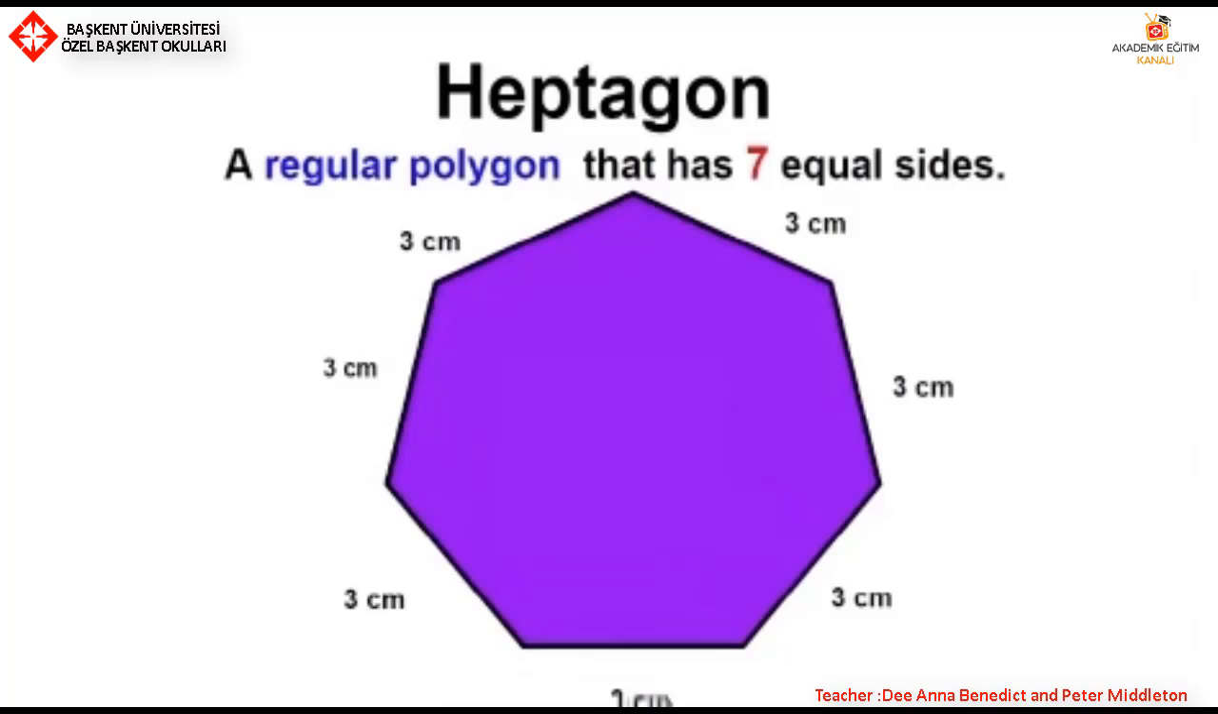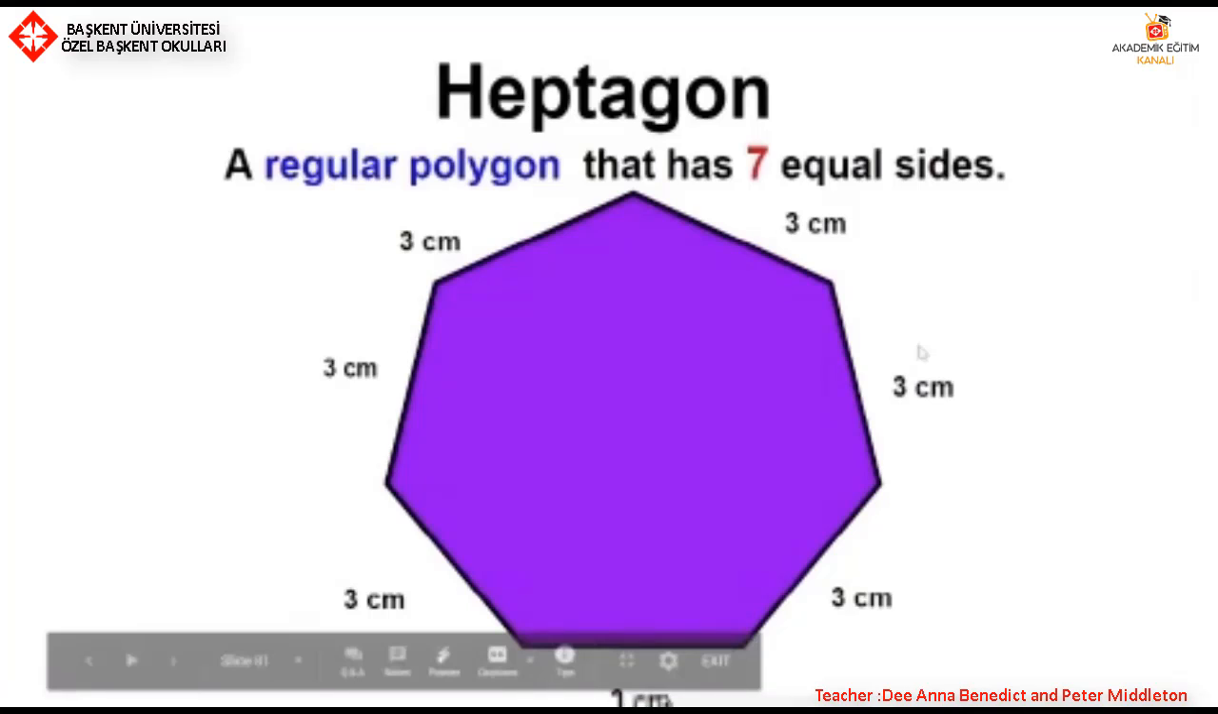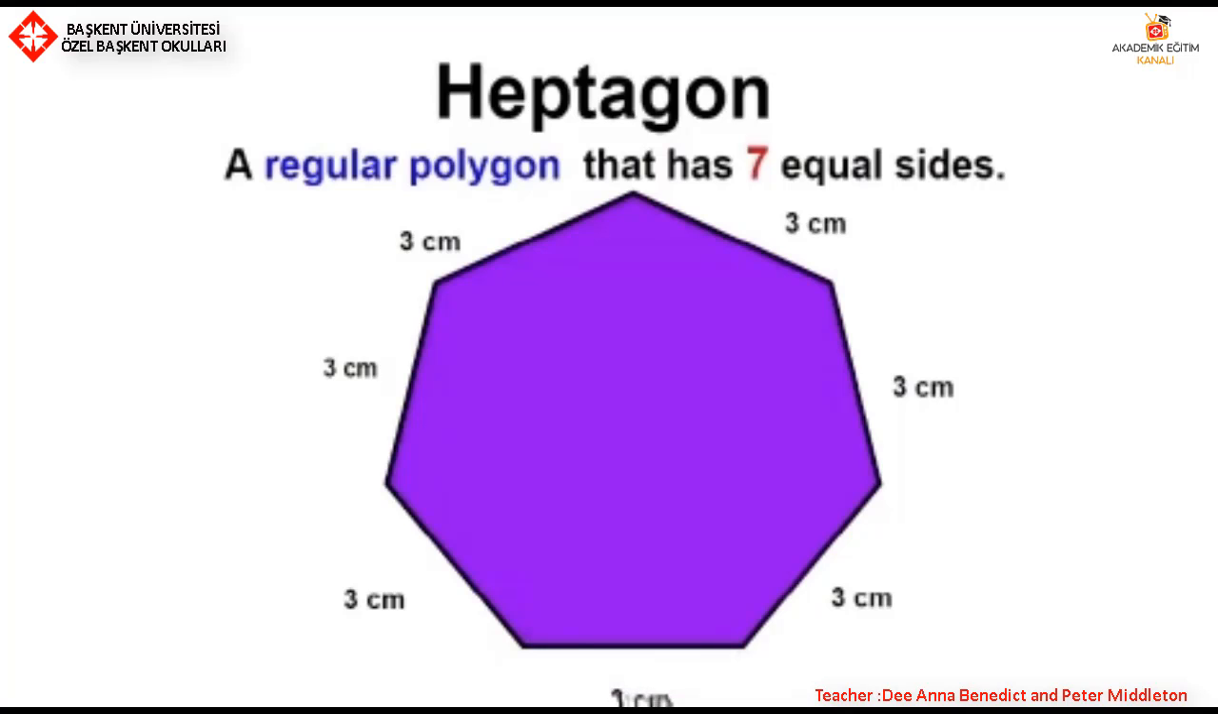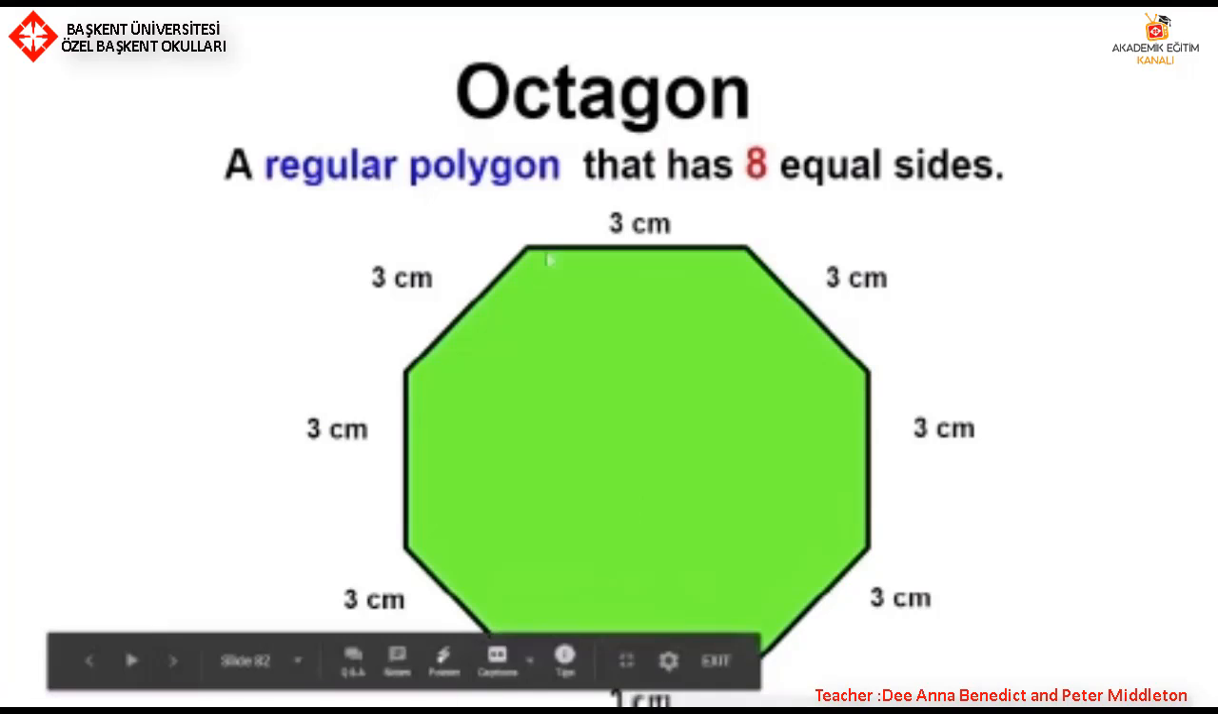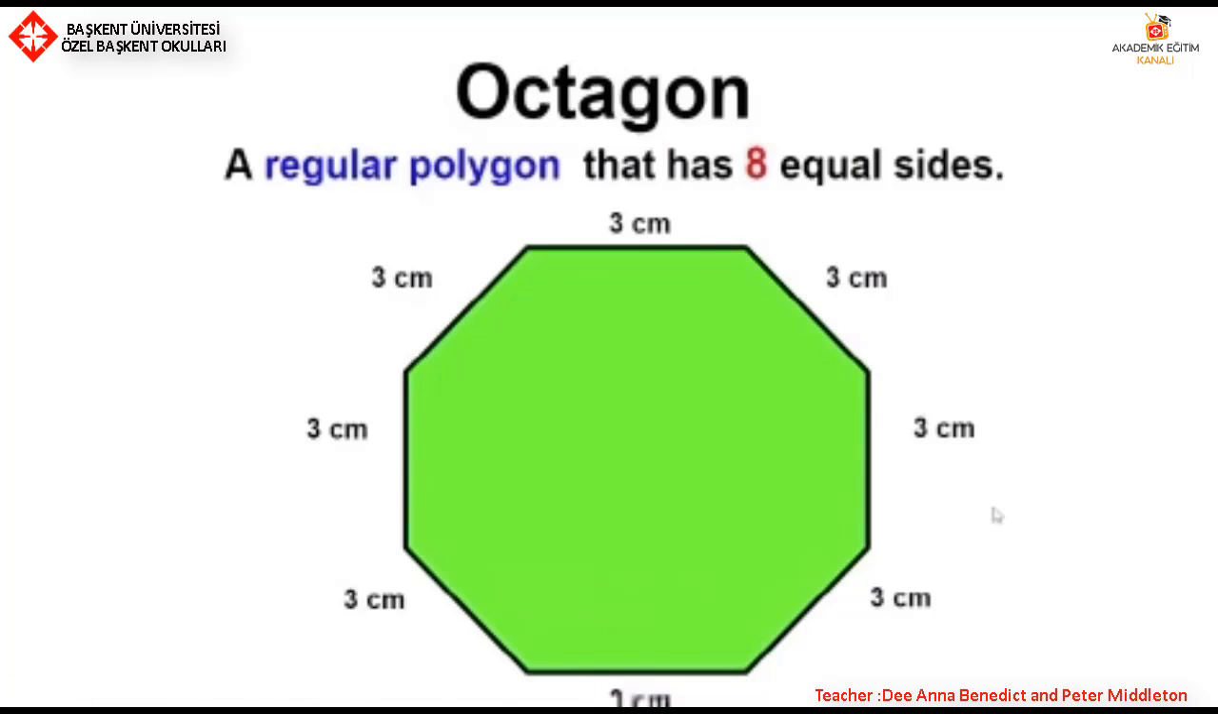A heptagon is a regular polygon that has 7 equal sides. Look at this. Every side of the heptagon is 3 centimeters. An octagon is a regular polygon that has 8 equal sides. Every side of this octagon is 3 centimeters.